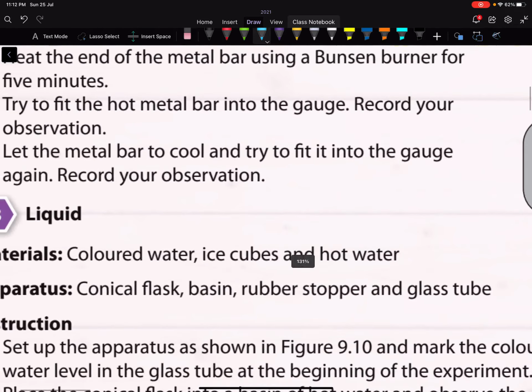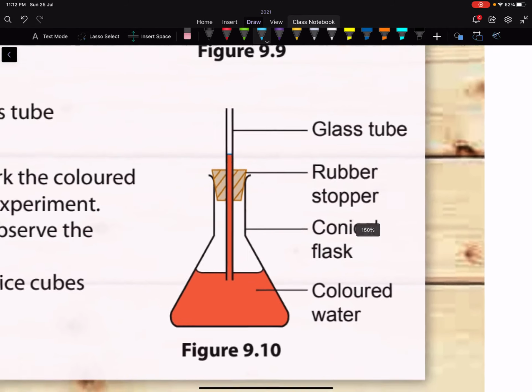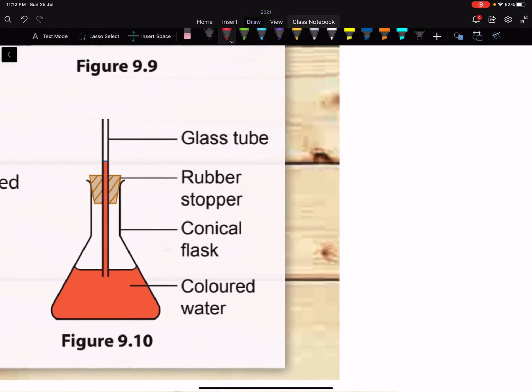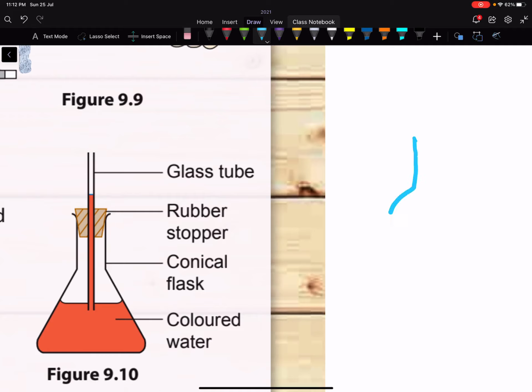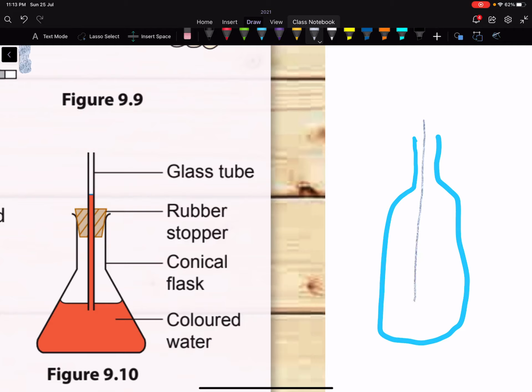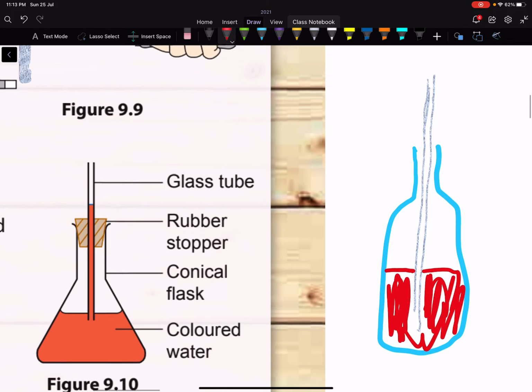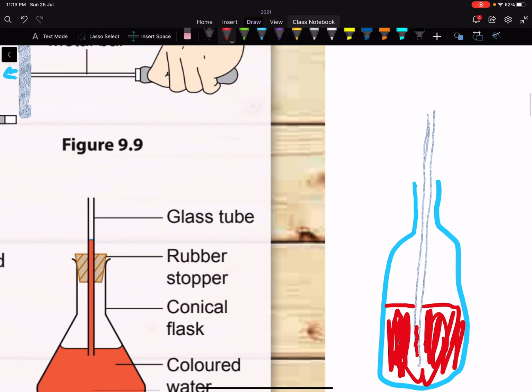Alright, now let's look at liquids. If we have an apparatus set up like this, you can actually set this up in your own house if you want. What you do is you get a bottle, and then you get a straw, put it inside the bottle, and then you fill the bottle with liquid. Make sure that the liquid is also in the straw. For example, let's fill it up until here.